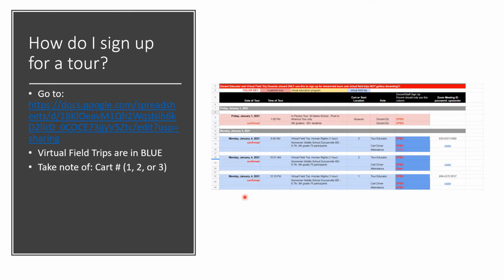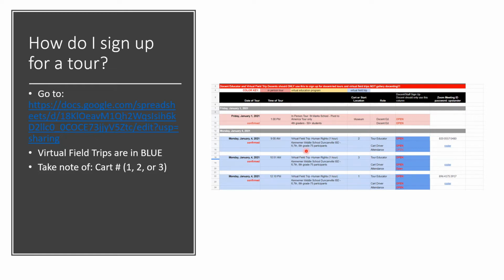On this spreadsheet you can see it is color-coded. We have pink for in-person tours, yellow for education programs, but what you are going to focus on only is these blue programs. So programs in blue are virtual field trips. In addition to the date and time of said virtual field trip, you can also see which virtual field trip it is. So is it a specialized 1-hour human rights tour like this here, or it might say a 90-minute full tour. So you can know which wing or which virtual field trip you'll be touring.